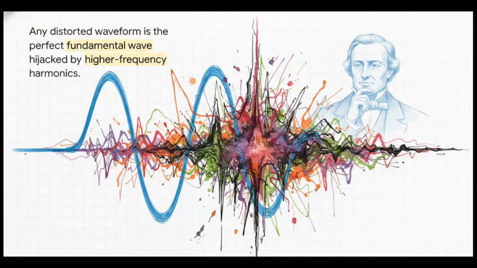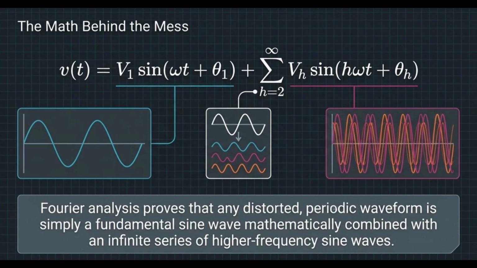But then, thanks to Jean-Baptiste Joseph Fourier's brilliant mathematical principles, we know that any distorted periodic waveform is really just that perfect fundamental sine wave totally hijacked by higher frequency harmonics stacked right on top of it. When a third, fifth, or seventh harmonic superimposes over a standard 60 Hz wave, they just mathematically add together.